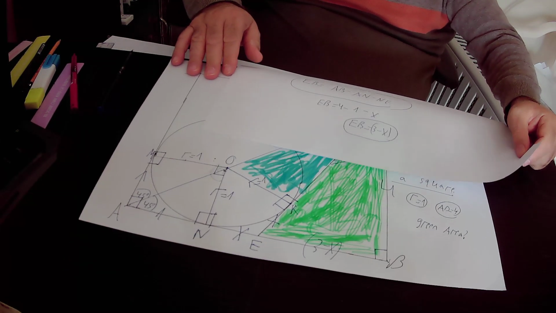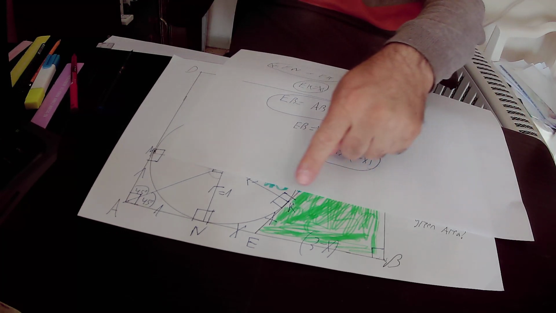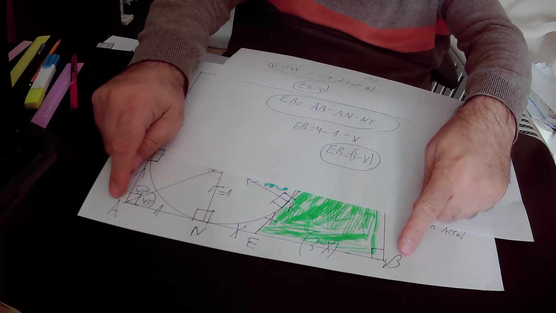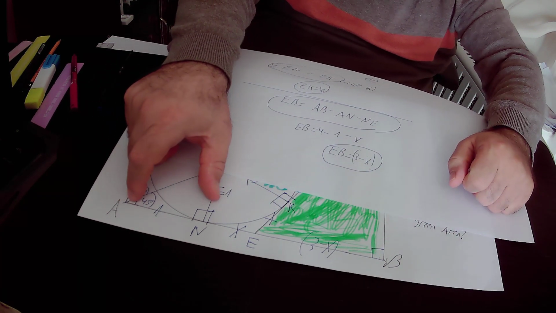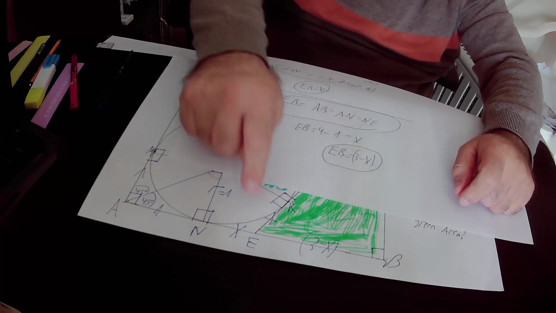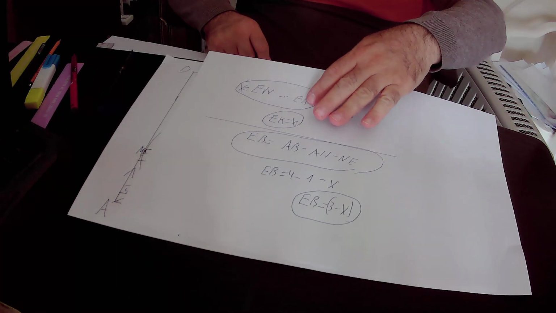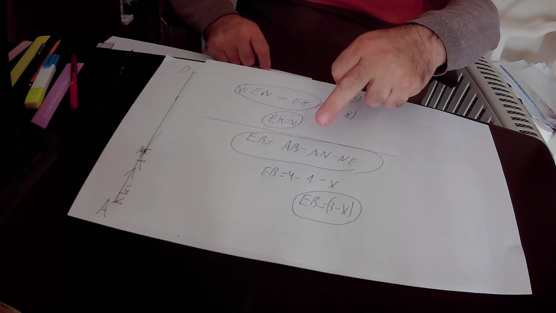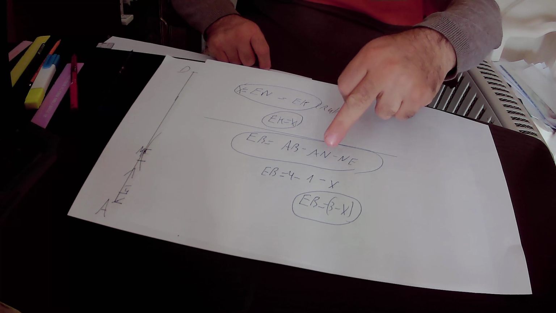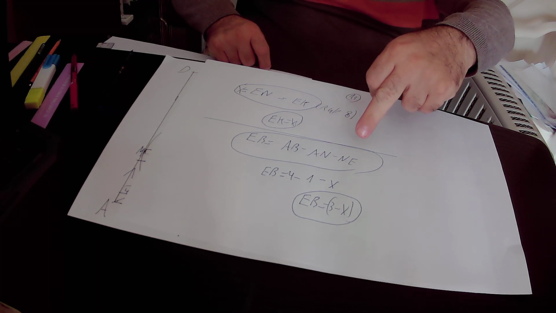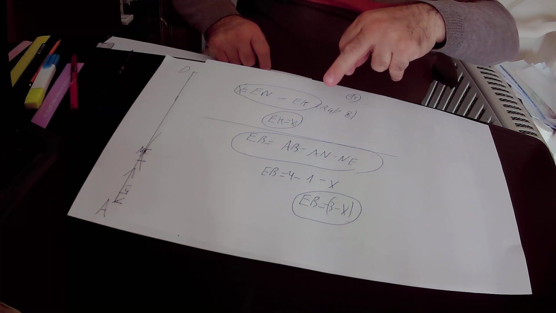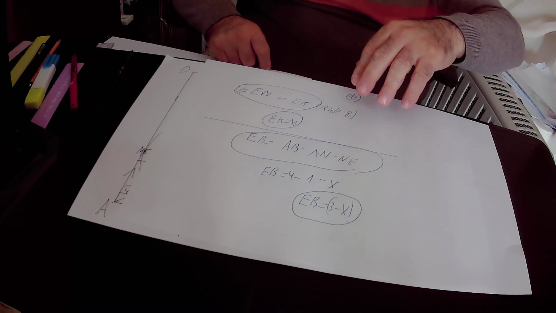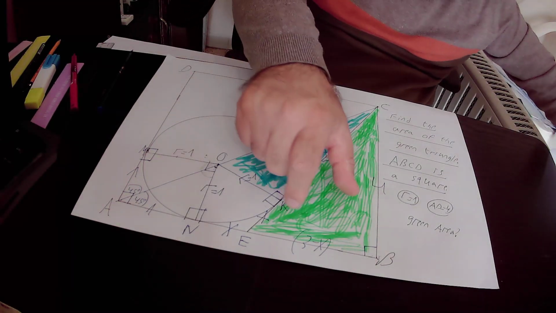And we found the value of line segment EB. EB equals AB minus AN minus NE. So EB equals, with AB being 4, AN being 1, and NE being X, 4 minus 1 minus X. That is to say, EB equals 3 minus X. So we found that EB equals 3 minus X.